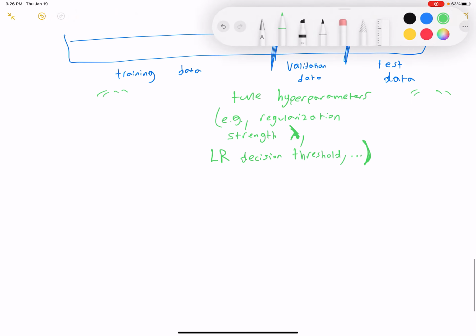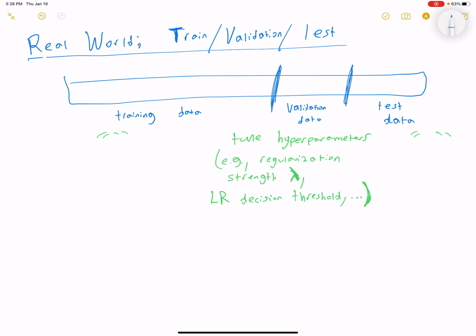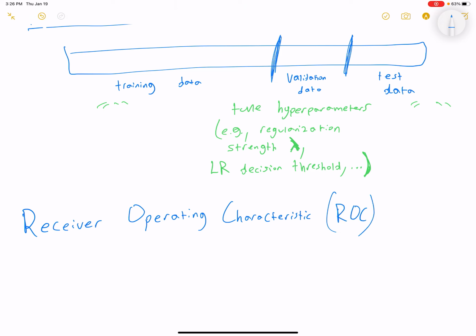Okay, so now with all that background, we will go into finally what's needed to answer question number 2 on the homework. So if you've looked at the homework, you will have seen that there's this thing called a ROC curve, which stands for a receiver operating characteristic, ROC curve.